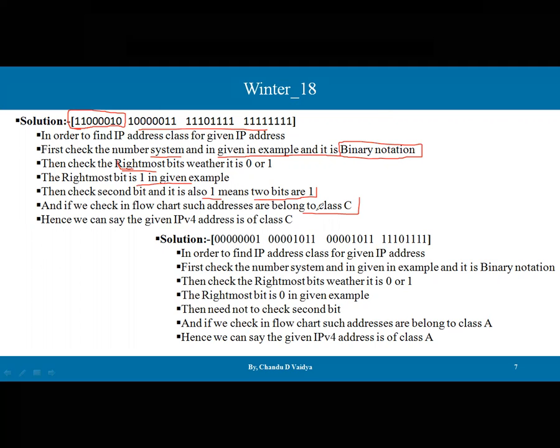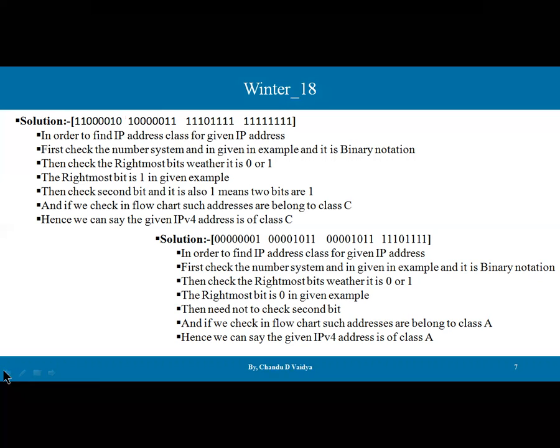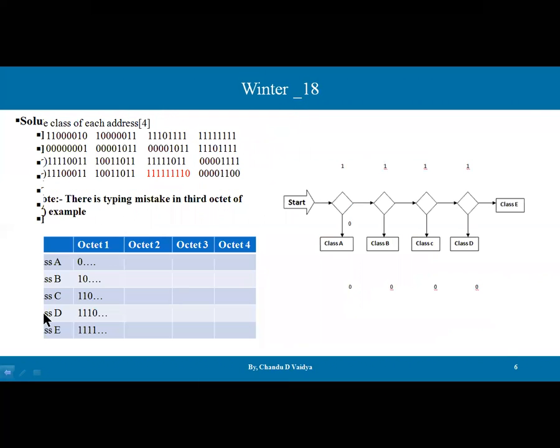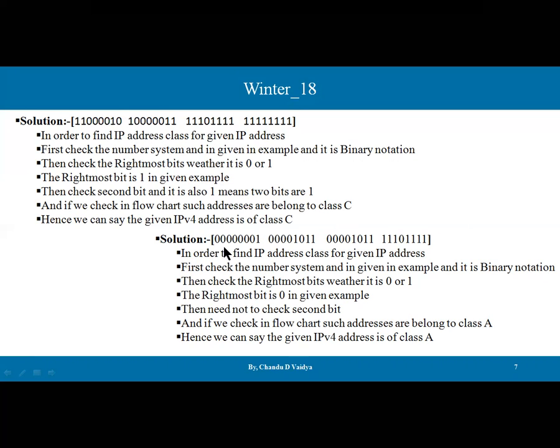This belongs to the class C. And if you go to the previous slide, guys, two times 1 and then 0 belongs to the class C. Here this is 110, it is the class C. Okay. Then go to the third one.